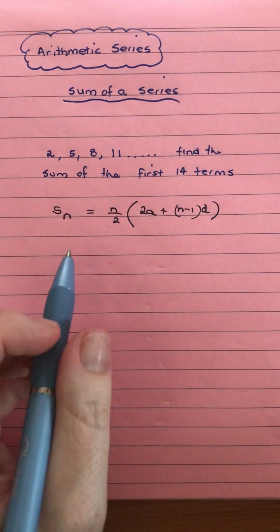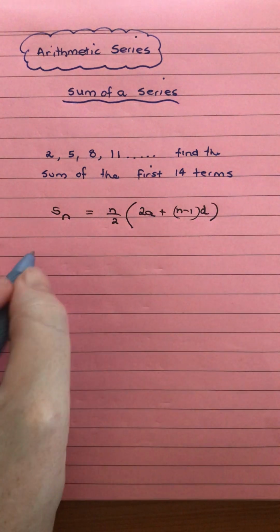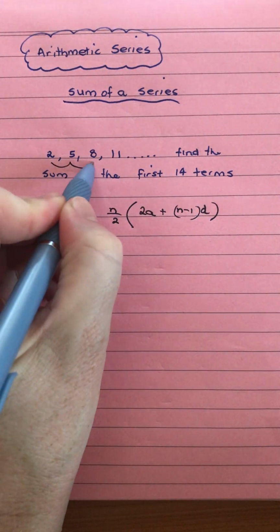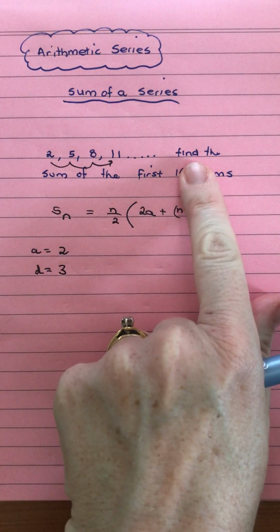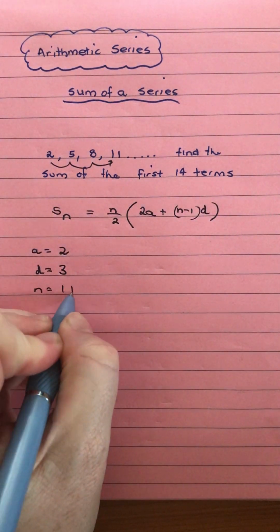So looking at our sequence up here, or series, our starting number is 2. So that's what our a is equal to. Now looking at that one, we are going up in threes. So our common difference is 3. And we've been asked to find the sum of the first 14 terms. So our n is equal to 14.